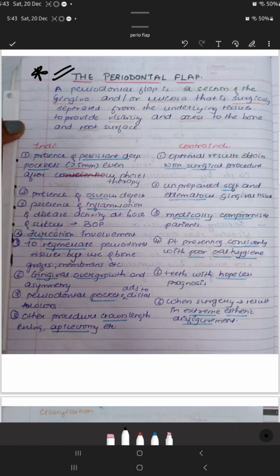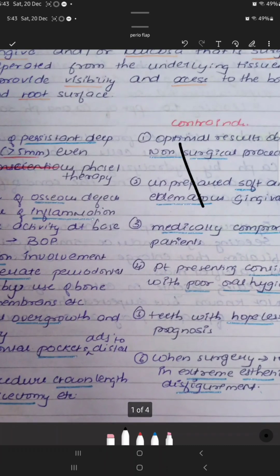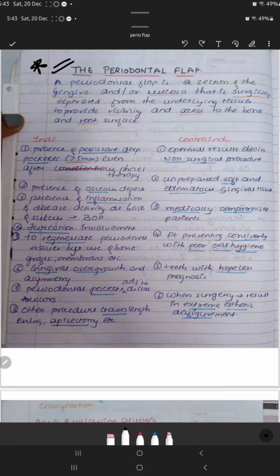So you have to know about the flap in detail, the indications, contraindications, and the classification, and the most widely asked question is the modified Widman flap. So let us see about the flap in detail. So first we will start with the definition of the flap.